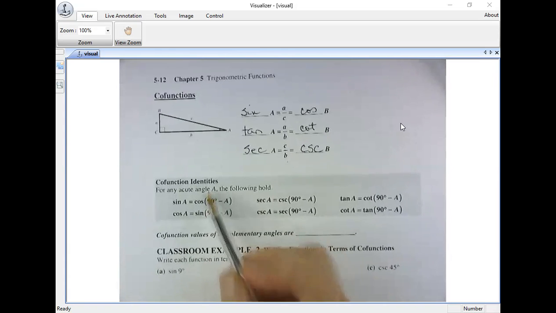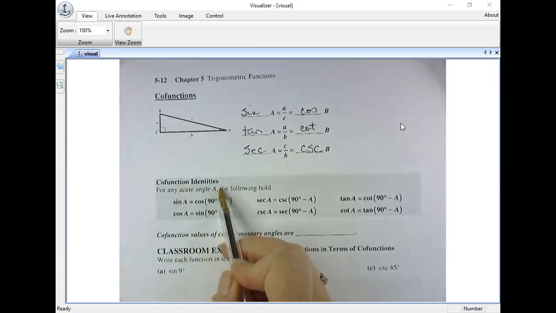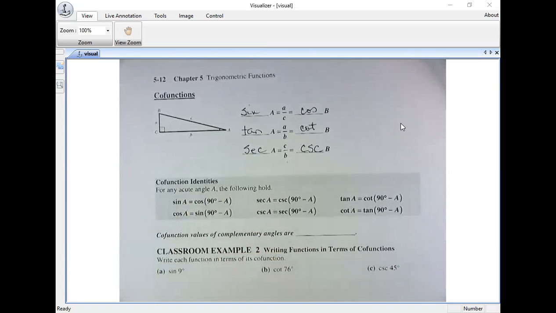So here's a way to kind of remember this. Your co-function identities. If I'm looking at angle A, the sine of angle A will always be equal to, now remember, we said it's the other acute angle. Since it's a right triangle, it means I've got a 90-degree angle in it. What would those other two angles have to add up to be? Because all the angles in any triangle add up to 180. But since it's a right triangle, those two acute angles have to add up to be 90.